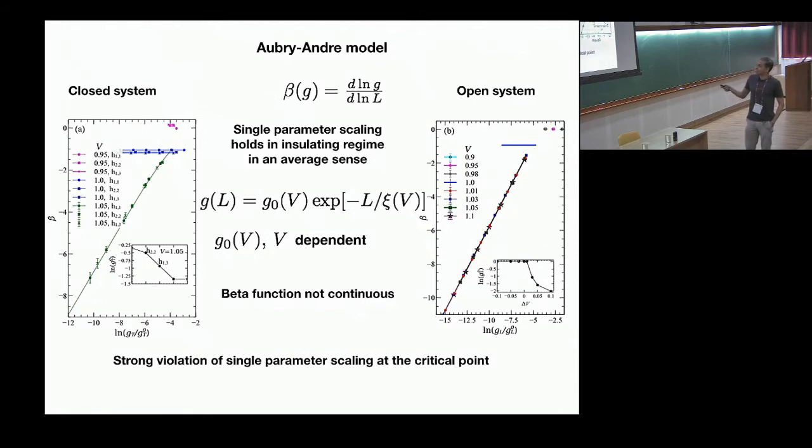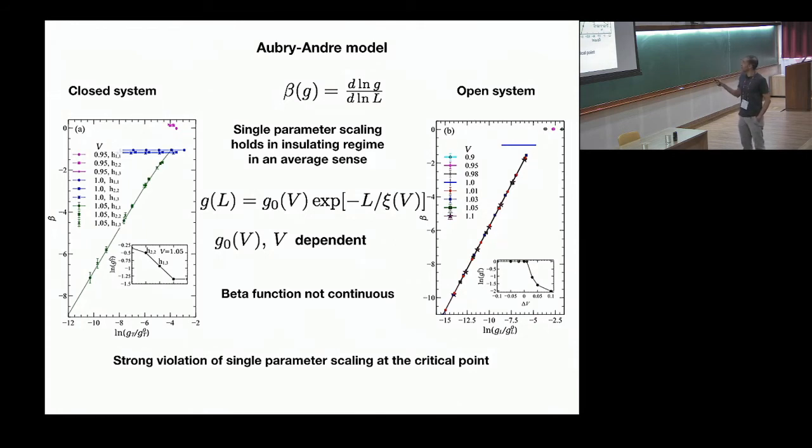So you can see that beta as a function of G in both cases seems to be a nice, monotonic function of G, as long as you are in the localized phase. And also when you go to the ballistic phase, you have a crowding of points here, but beta of G essentially being flat, consistent with ballistic transport and single parameter scaling.